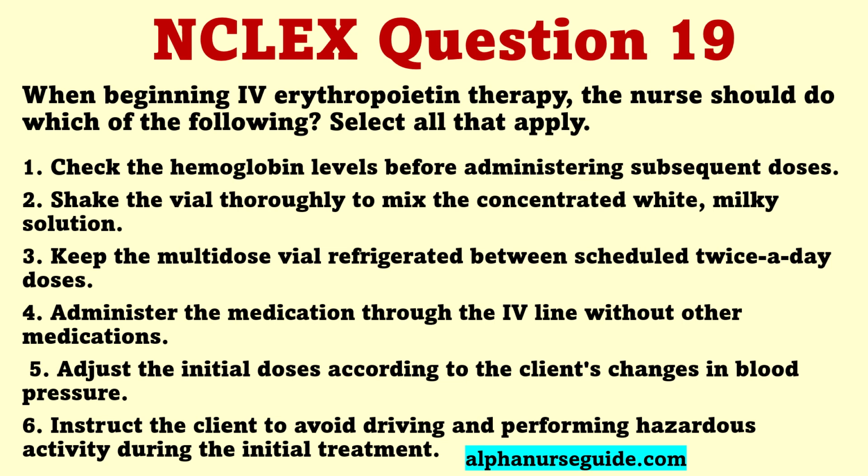In addition, the initial doses of erythropoietin are adjusted according to the client's changes in blood pressure. The nurse should tell the client to avoid driving and performing hazardous activity during the initial treatment due to possible dizziness and headaches secondary to the adverse effect of hypertension. The hematocrit, not the hemoglobin level, is used for monitoring the effectiveness of therapy. The vial of erythropoietin should not be shaken because it may be biologically inactive. The solution should not be used if it is discolored. The nurse should not re-enter the vial once it has been entered. It is a one-time use vial.